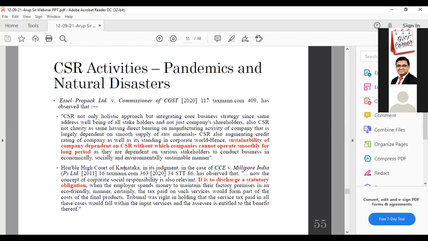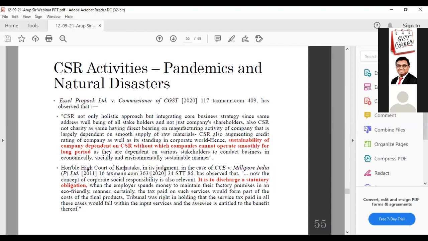In the matter of the Honorable High Court of Karnataka, in the matter of Milipur India, it is held that it is to discharge a statutory obligation when the employer spends money to maintain the factory premises in an eco-friendly manner. Certainly, the tax paid on such services would form part of the cost of the final products. In this particular factory, a lot of other environmental pollutants are being generated. So in order to reduce that, they are maintaining the factory in a very eco-friendly way. It has been held that whatever expenses are borne by the company towards maintaining the environment can be treated as an expense for the calculation of the overall cost.